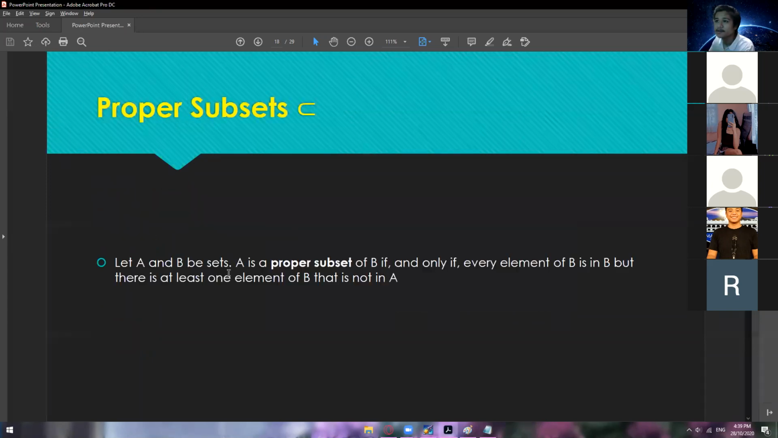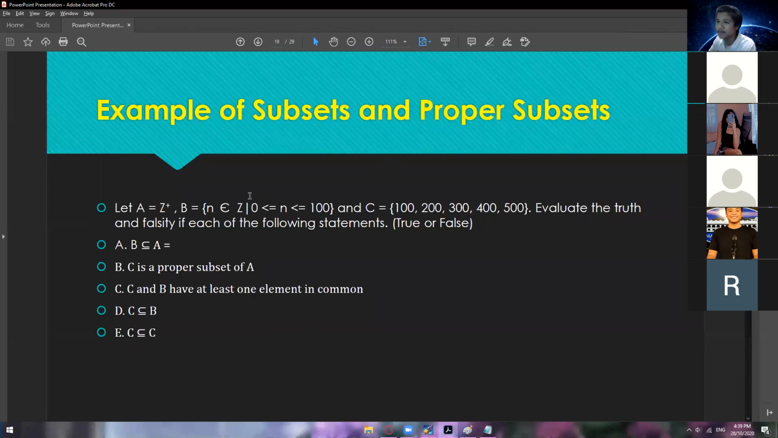Okay, all right, so let's have some examples of subsets and proper subsets. We have here set A, which contains all the positive integers, and then set B contains greater than 0 up to 100. And then set C is 100, 200, 300, 400, and 500. Here it is asking us to evaluate the truth and falsity of each of the following statements. So just true or false.